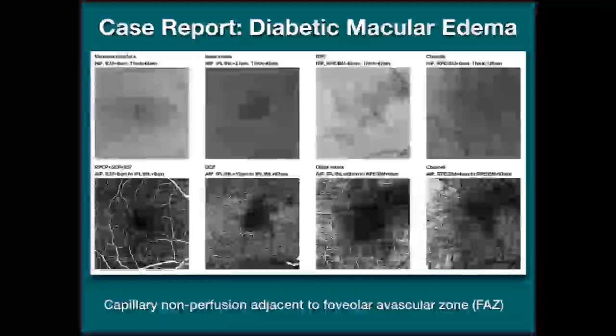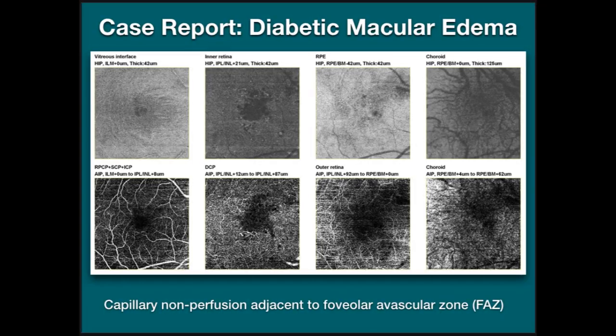Let's have a look at OCT angiography of the same patient. On the upper row, remember we've got structural information from the vitreous interface, inner retina, RPE, and choroid. We can see in the inner retinal layers that the foveolar avascular zone seems to be a little bit larger, and there's some cysts of fluid in that area. If we look at the equivalent OCT angiography image underneath, we definitely see that there is some capillary dropout in all those regions around the fovea.